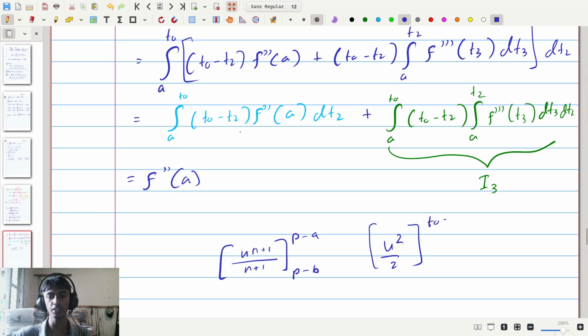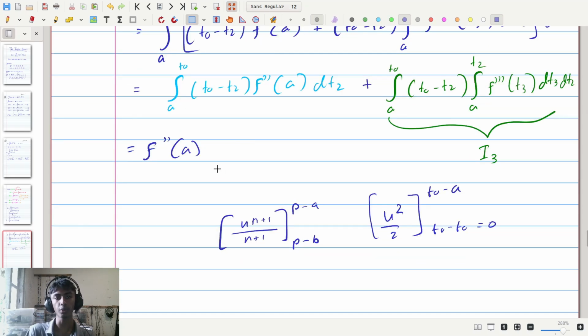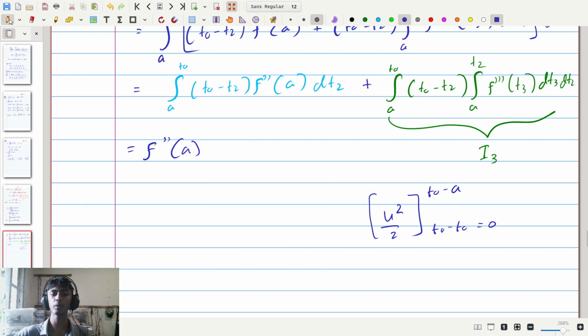So here we have t0 minus a, and the second part p minus b is going to be t0 minus t0. So on the bottom we have t0 minus t0, as in 0. So then this is the integral that we are going to have in here. Simplifying this, what we have is u squared evaluated at t0 minus a and evaluated at 0, which is going to be t0 minus a squared over 2 minus 0 squared over 2, which we can cut out and just write t0 minus a squared over 2. So this is this thing times t0 minus a squared over 2.